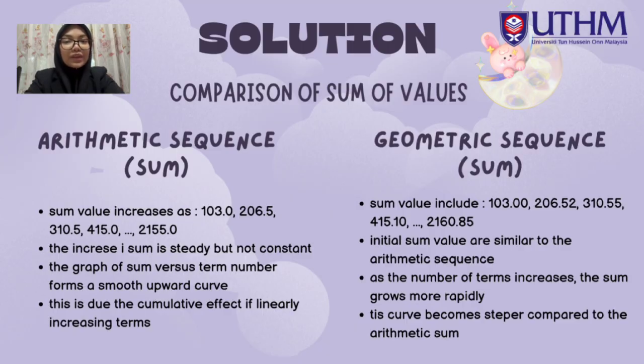216.85. The initial sum is similar to that of the arithmetic sequence, but as the number of terms increases, the sum grows more rapidly. As a result, the curve of the geometric sum becomes steeper compared to the arithmetic sum. In conclusion, both sums increase over time, but the geometric sequence shows a faster growth in the total sum as the number of terms increases.